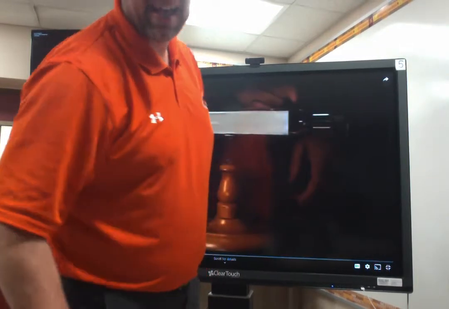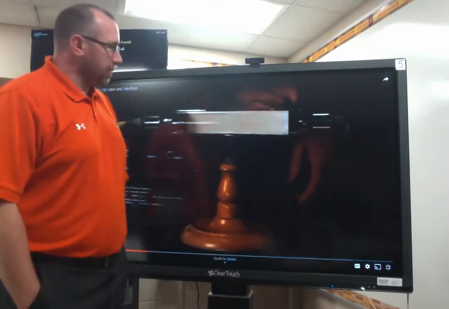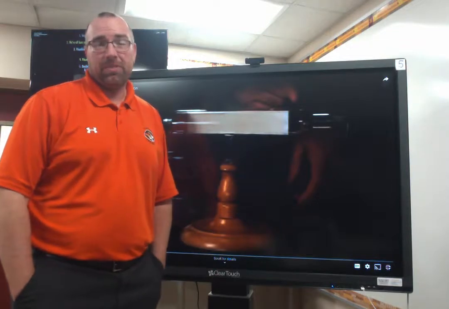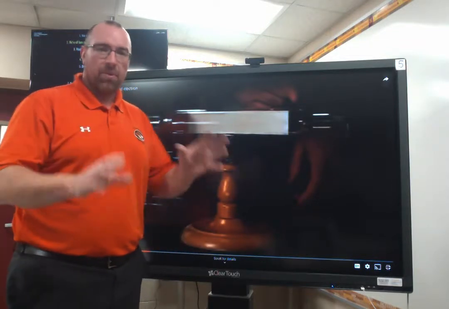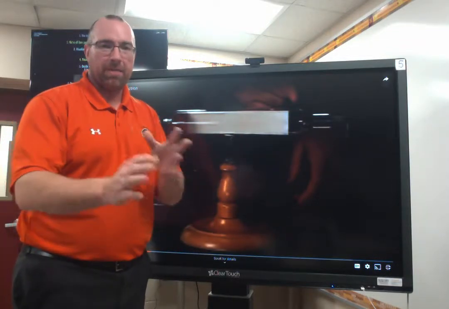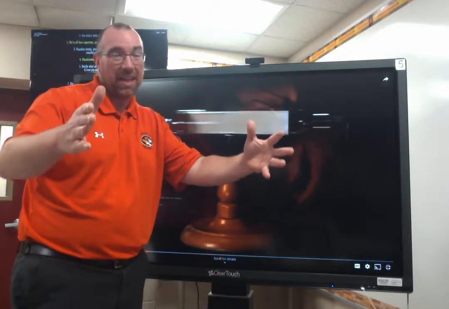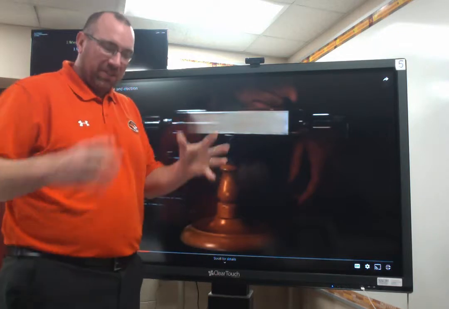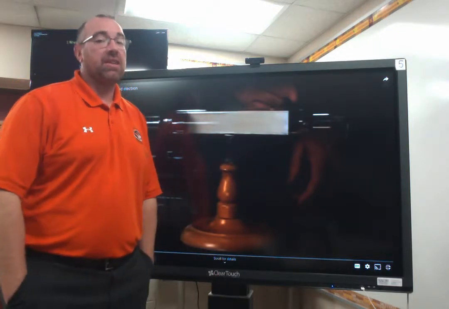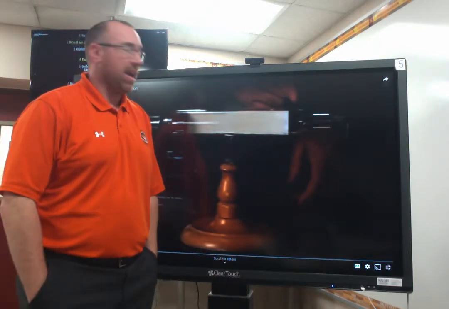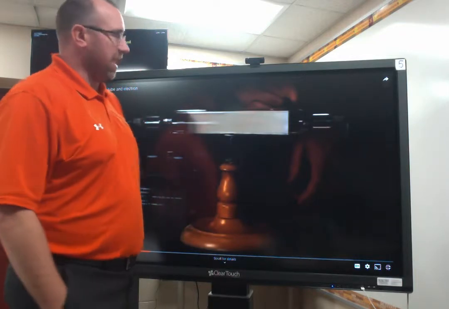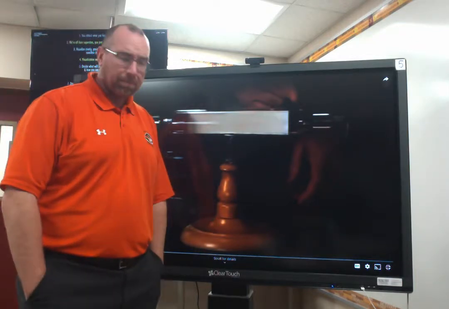A cathode ray tube was the precursor of the television. Back in the before time, in the long, long ago, when people didn't have flat screen TVs and they had the big TVs that were thick and heavy, what is in those TVs is a CRT tube, a cathode ray tube. And this is a very, very simplified version of a cathode ray tube.